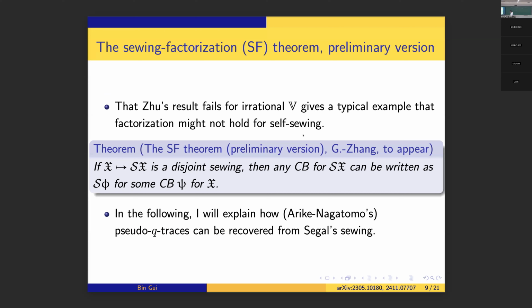But it turns out that for disjoint sewing, the factorization still holds. So one of our preliminary versions of the sewing factorization theorem is that if you only consider the disjoint sewing, then you can still get this factorization. Your higher genus conformal blocks can still be recovered from the lower genus ones by taking the Segal sewing, or just taking the usual contractions.